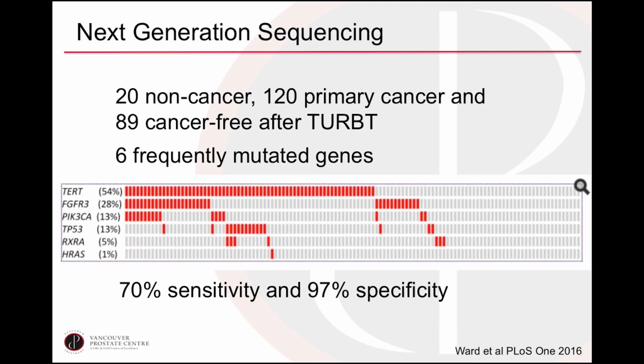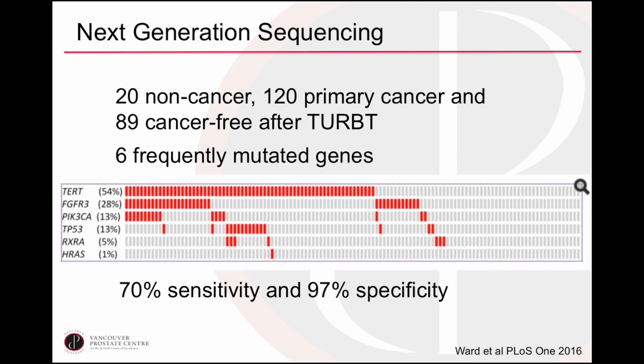Finally, I wanted to touch on, just in the last 2 slides, on some of the markers that are under development but in earlier stage development. And this is a paper that came out of Birmingham, where the group was actually isolating DNA from urine and then sequencing it. And they've sequenced just a panel of 6 frequently mutated genes, and you can see which genes these are. They include things like FGFR3 and P53, things that we're all familiar with. And they looked at 20 non-cancer and 120 cancer patients, as well as 89 who were being monitored after TURBT.